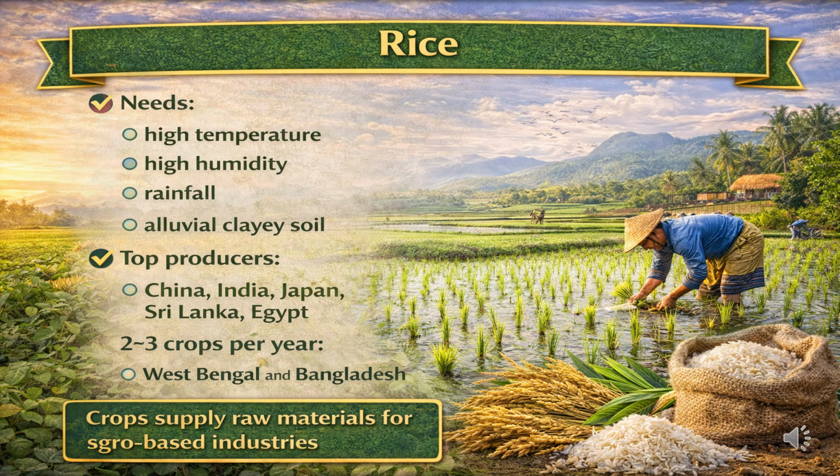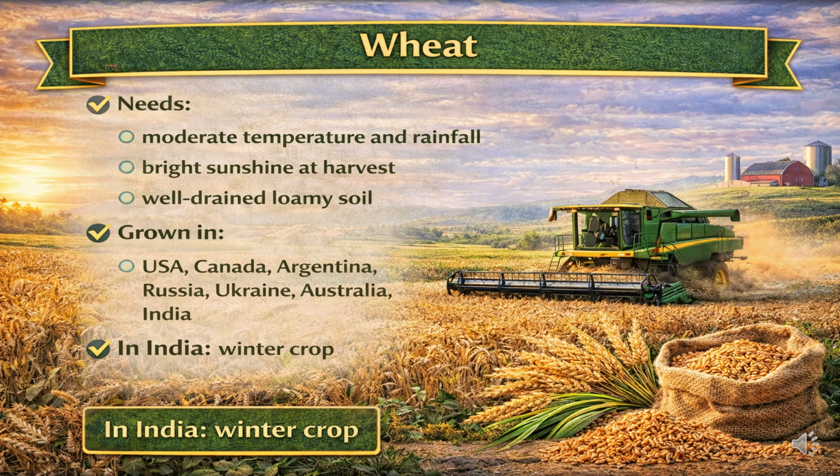Now let's start with rice. Rice needs high temperature, high humidity, rainfall, and alluvial clay soil. Top producers are China, India, Japan, Sri Lanka, and Egypt. In West Bengal and Bangladesh, rice can be grown 2 to 3 times a year. Next is wheat. Wheat needs moderate temperature and rainfall, bright sunshine at harvest, and well-drained loamy soil. It is grown in countries like USA, Canada, Russia, Australia, and India. In India, wheat is mainly a winter crop.